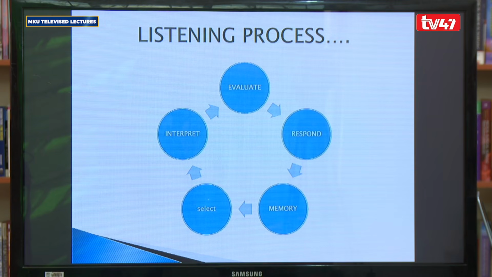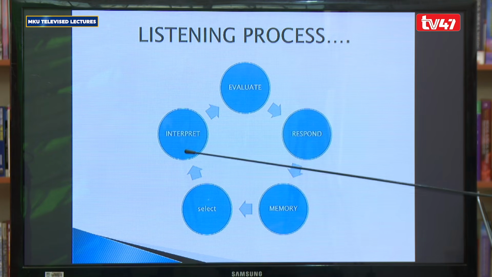Number two is interpretation. So you have decided to listen to the lecturer. So you are all listening to me. So what do you mean by interpretation? You try to understand. You try to attach meaning to what is being said. And you need to note that in the process of interpretation, there are several things that can interfere with your interpretation process. And of course, that we'll talk about later on.